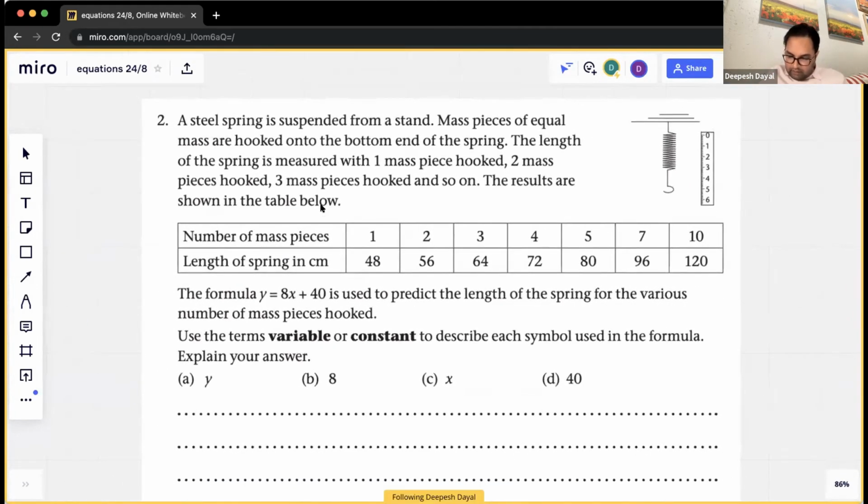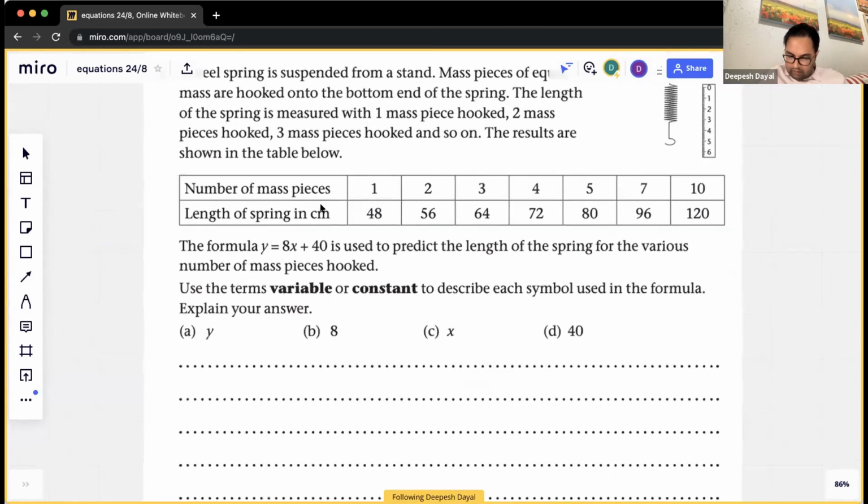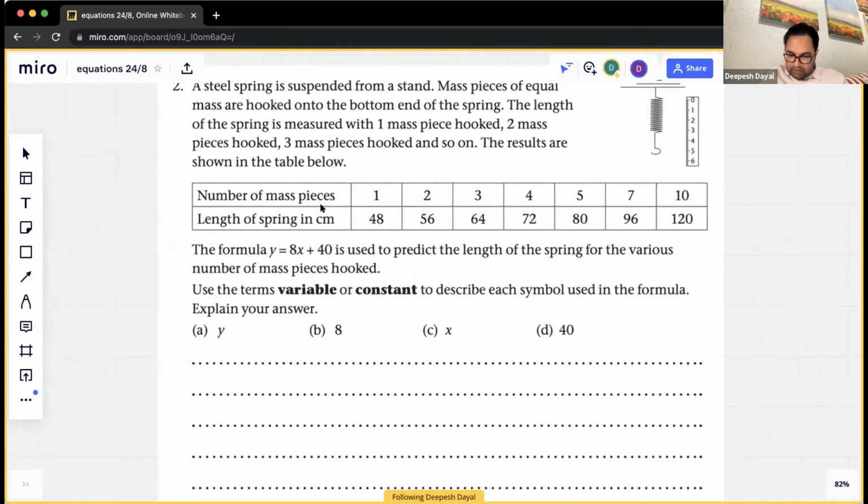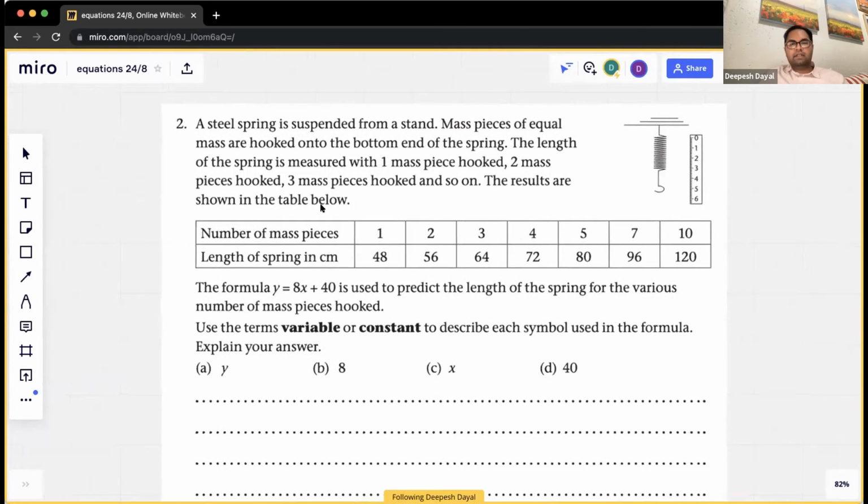Okay, we've got this one here. I'm going to give you a chance to read it yourself, and then we will compare. Just read it nicely.